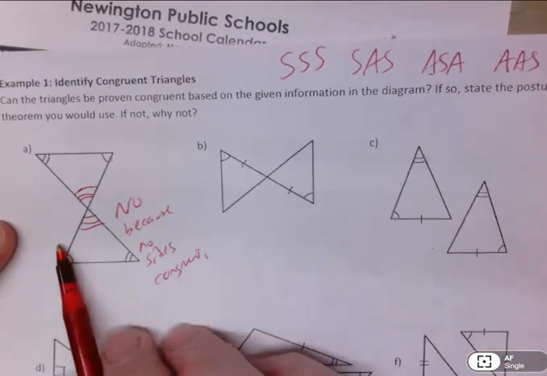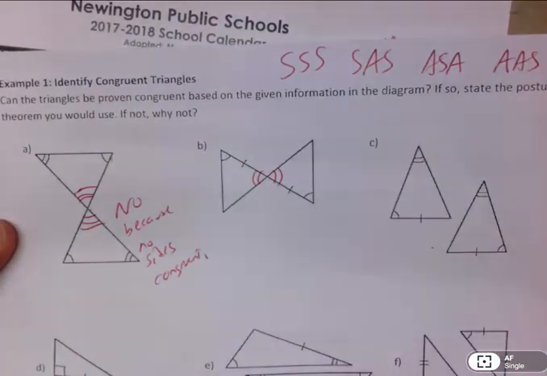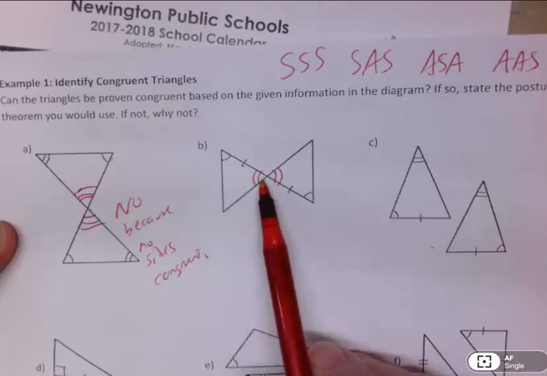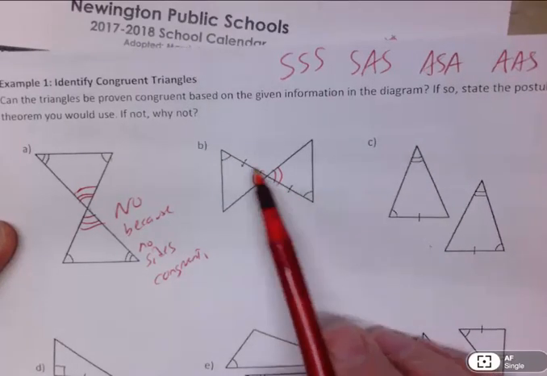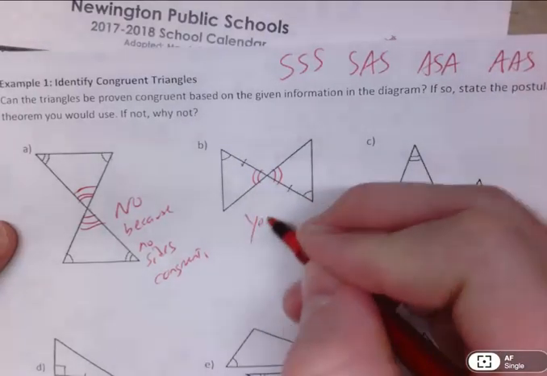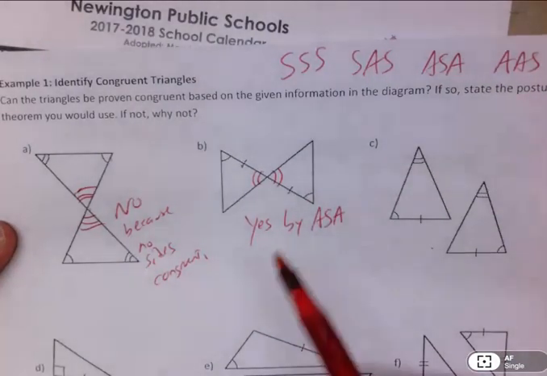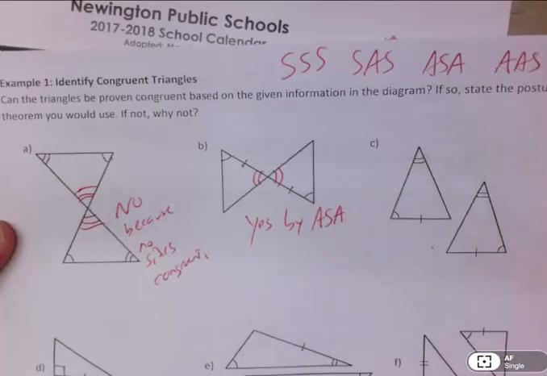Well, again, just like before, this time we have the vertical angles that will help us. And if I look at the picture, I can see I have an angle, I have the side, and I have another angle. This time the side is between the two angles, so that's going to be angle, side, angle. Yes, by angle, side, angle. So again, marking your picture kind of gives this away. You have to mark it, otherwise it's going to be hard to see it.